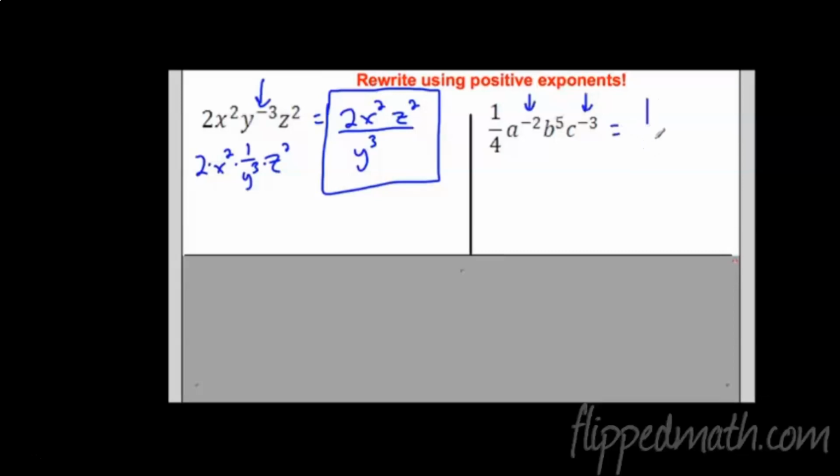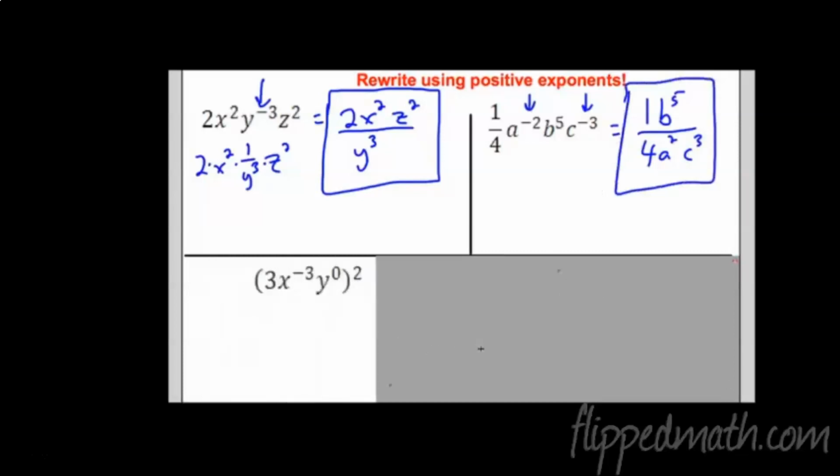My 1 stays on top. My 4 is on the bottom. The a to the negative 2 moves to the bottom. And when you move it to the bottom, it changes its sign, so it becomes a squared. That 2 is positive. B to the 5 stays on top. C to the third stays on the bottom. It moves to the bottom because of the negative. So we're going to rearrange where these things are. That's the answer. Fantastic.